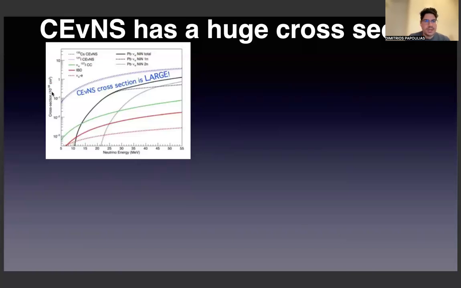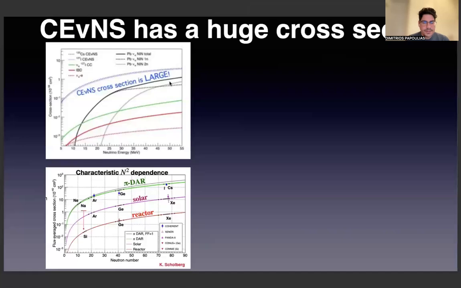For example, you can see here in this cross-section versus neutrino energy plot, the CEvNS cross-section is several orders larger compared to other processes. Like here below with dashed red is the neutrino electron scattering curve, and this one is the inverse beta decay curve, or these ones are neutron-induced neutrino processes. What is more interesting is that this CEvNS cross-section has a characteristic neutron number squared dependence. So larger nuclei have larger cross-sections, with a neutron number squared scaling.